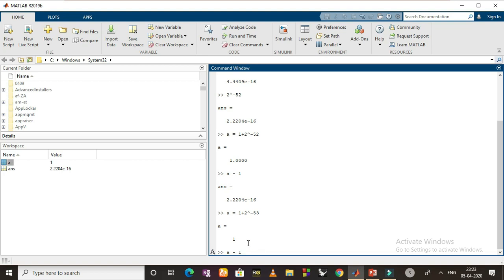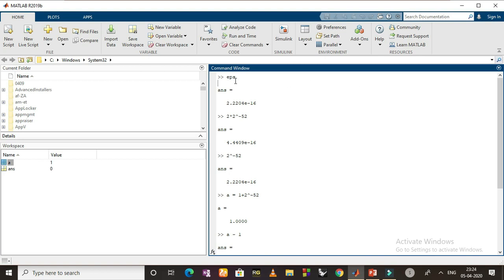Now we use the same command, a minus 1. What happened here? It will just give us 0, because a has its new value, which is simply 1 without any least count of MATLAB. So it will give us 0. As you can see, we got a 0 because it is not added, or it will not count, when we go beyond the machine precision or the least count of MATLAB. It is just like an error, because we cannot count beyond the limit of MATLAB's double precision.